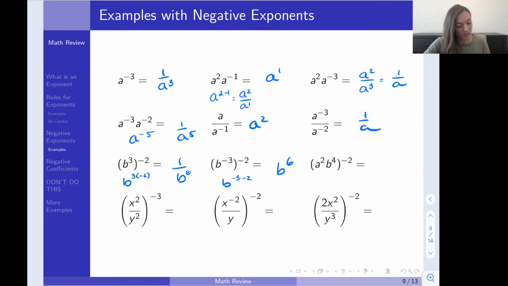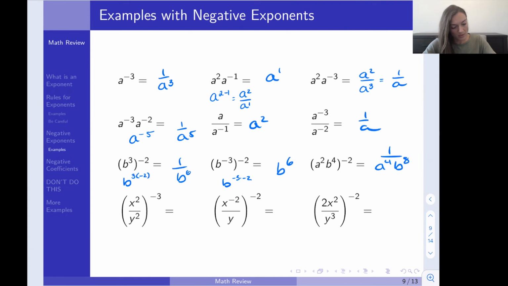Now this next one, we have 2 variables to multiply. So that means that everything in the parentheses is going to get raised to the power of the negative 2. So we have a to the negative 4 times b to the negative 8, and that will just be 1 over a to the 4, b to the 8. So we just have 1 over a to the 4th, and then b to the 8.